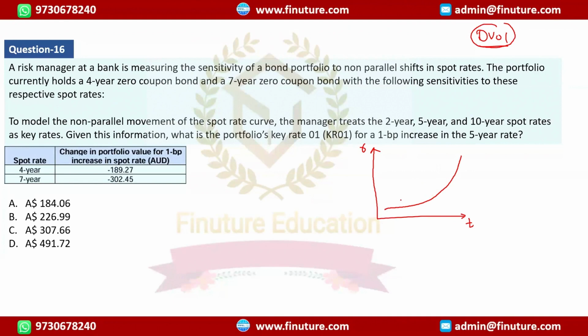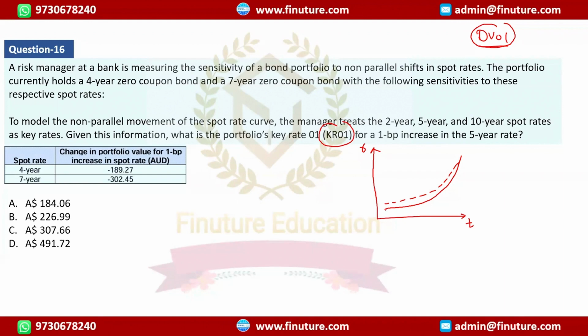But do you think the change can always be parallel in the yield curve? When I say 1 basis point, can I assume that 1 basis point change would be across the term structure? Practically, it's not possible, right? That's why these concepts called KR01 or partial 01 are usually used in practical life. In practical life, we do not assume that your yield curve will change 1 basis point across the term structure. That's a very theoretical assumption. In practice, things do not work that way.